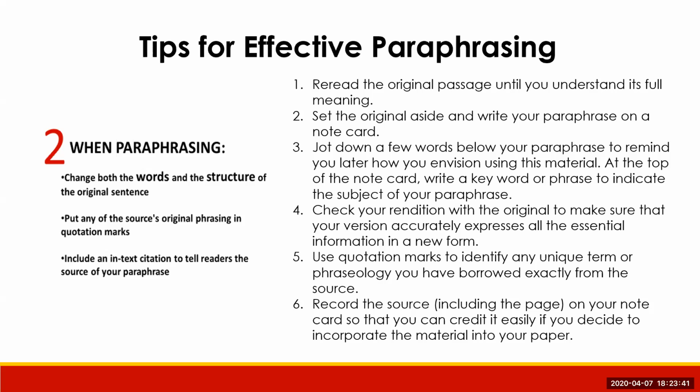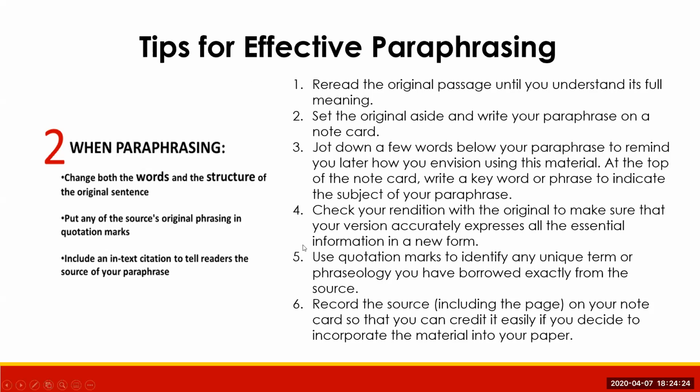So if you take a phrase or a short line of 4 to 6 words, you need to make sure you're putting that in quotation marks. You're still paraphrasing, but you're making sure that any original phrasing that the author used, you are putting in quotation marks and not using it as your own. You also, as I said before, need to include an in-text citation to tell readers the source of your paraphrase. So even if you're not using quotation marks as you would with a quote, you still need to make sure you are providing that in-text citation for your readers so they know where you got this information.